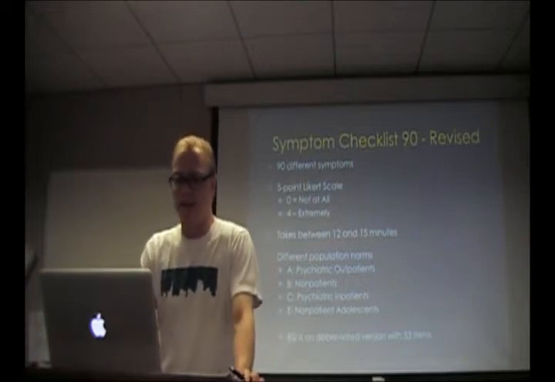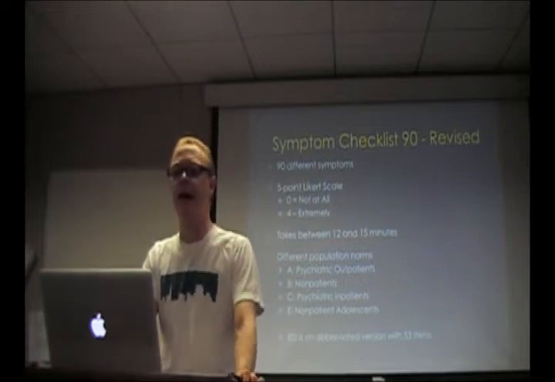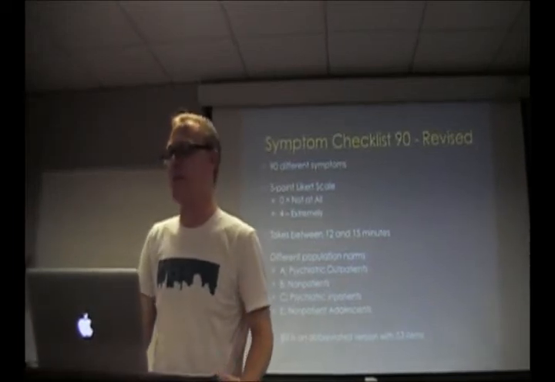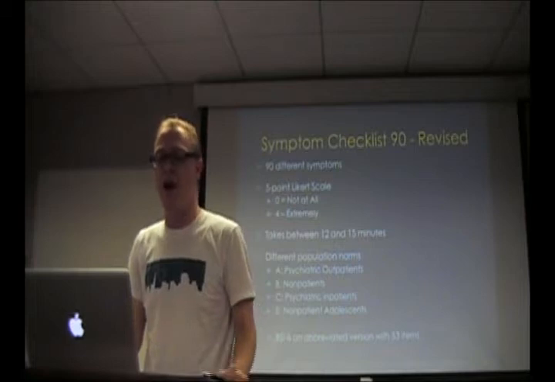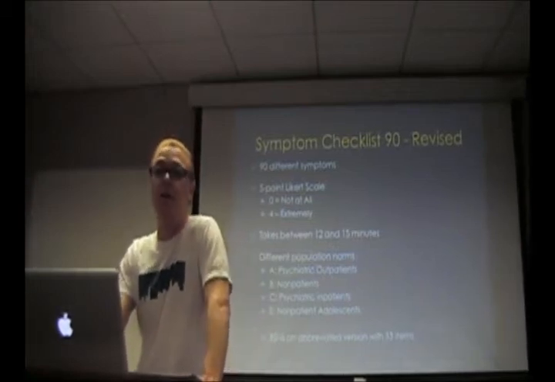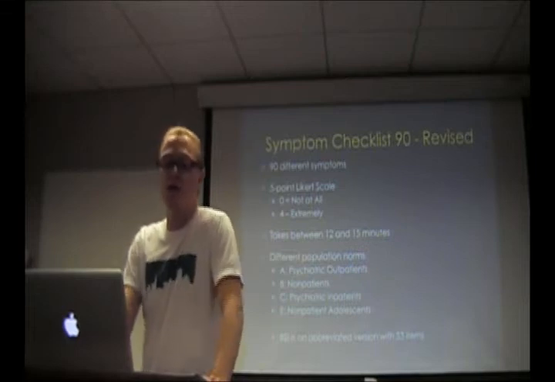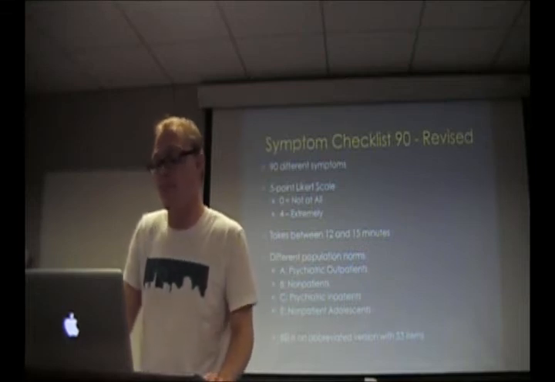Symptom Checklist 90, so SCL90R, called SCL90 because it has 90 different symptoms. They're all on a 5-point Likert scale, ranging from 0 being not at all to 4 being extremely. It usually takes between 12 and 15 minutes.